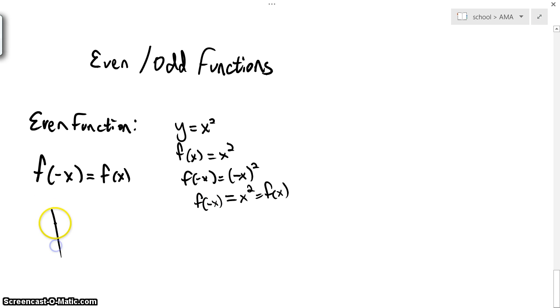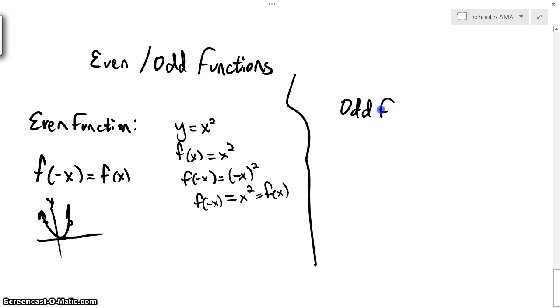If we were to look at that graphically, looking at what a parabola y equals x squared would look like, we'd see symmetry about the y-axis. This function could be reflected onto itself. For an odd function, very similar setup, we're going to say that f of opposite x, what would that yield? Well, not f of x itself, but the opposite of f of x. That's really the definition of an odd function.